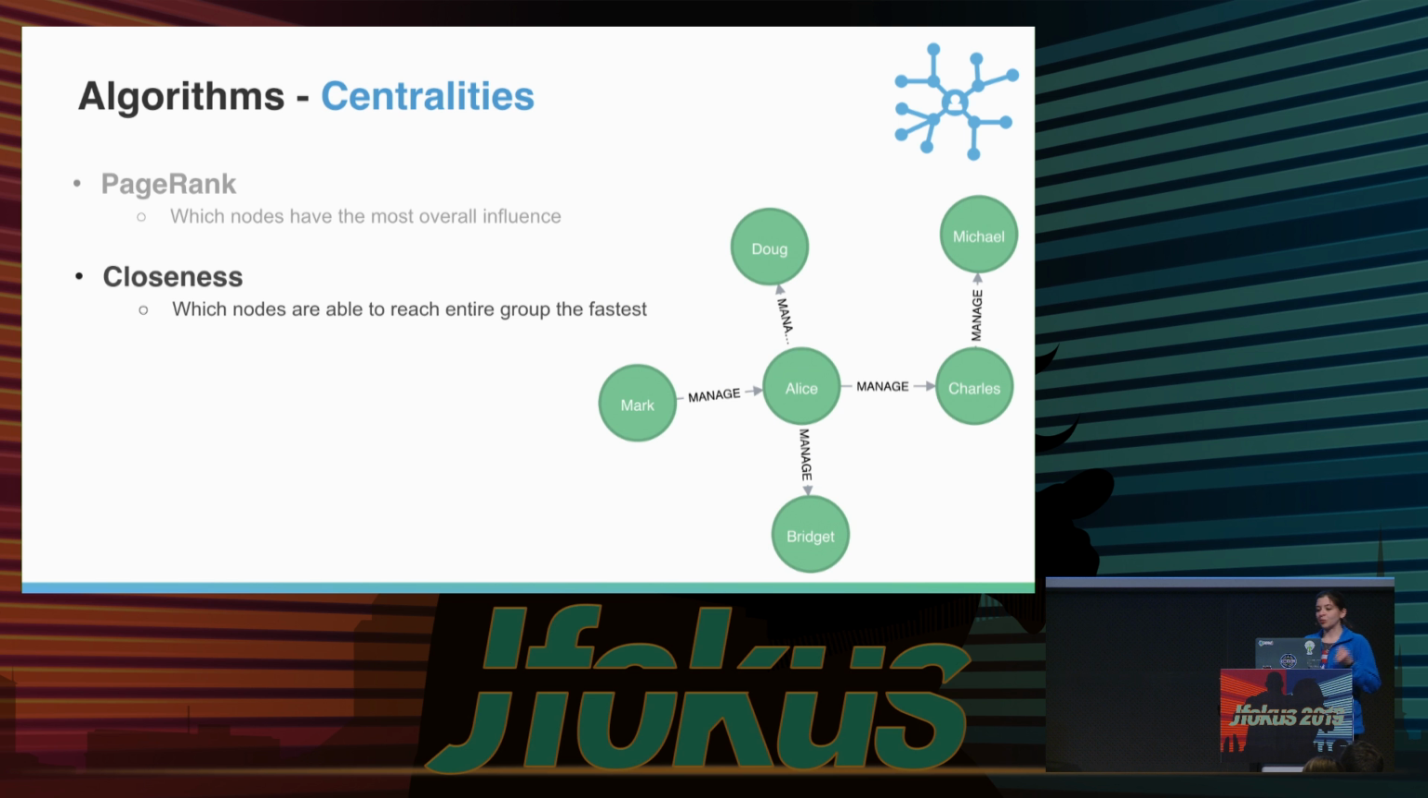Closeness centrality looks at which nodes are able to reach the entire group the fastest. So if you want to disseminate a lot of information very, very quickly, you would try to find somebody who has a very close arm's reach to the most people. In this case, Alice is probably your best bet. She's a single hop from most everybody, except for Michael up there in the corner. You have to jump through Charlie, but still she's able to reach the most the fastest over anybody else.